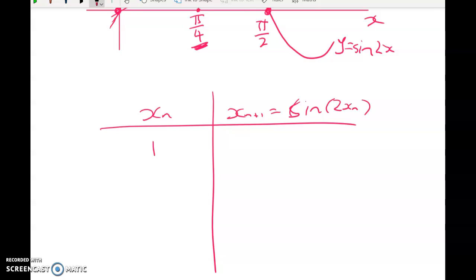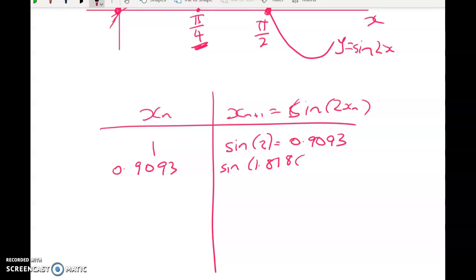So let's start with 1. So then sine of 2 is equal to 0.9093. That gives me 0.9093 here. So sine of 1.18186 is equal to 0.9695. So you want to show that you're using that formula a couple of times, but after that, it's fine just to do your updating in a table like this.